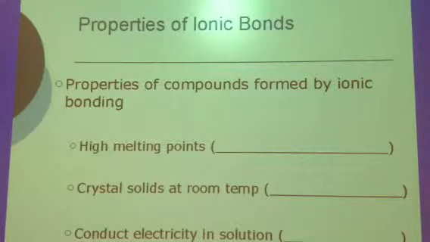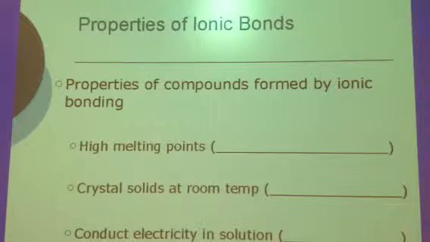Yesterday we were talking about ionic bonds. Ionic bonds are when a metal cation and a non-metal anion come together to form a compound. Our metal cation loses electrons, creating a positive charge, and our non-metal anion gains electrons, creating a negative charge. The opposite charges attract, and we have an ionic bond forming an ionic compound.